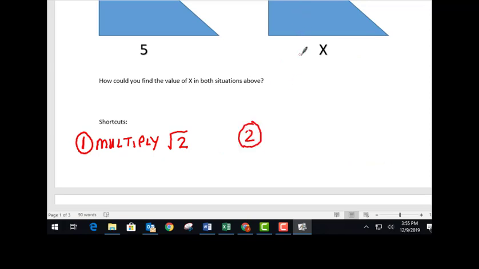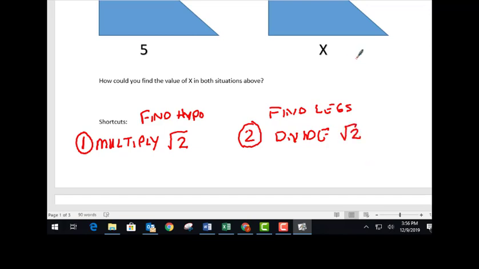In scenario 2, if I'm given the hypotenuse and I want to find the legs, so here we have to find the legs. Here we're trying to find the hypotenuse, right? I'm just going to write hippo. So to find the legs, I would have to what? Divide by the square root of 2. So I'm going to divide by the square root of 2. And now let's put this into practice a little bit, okay?